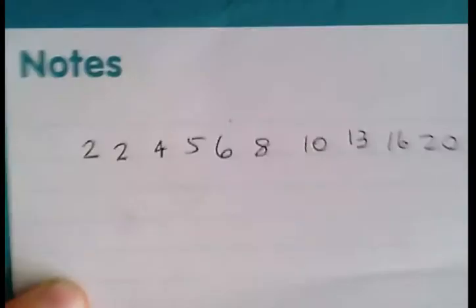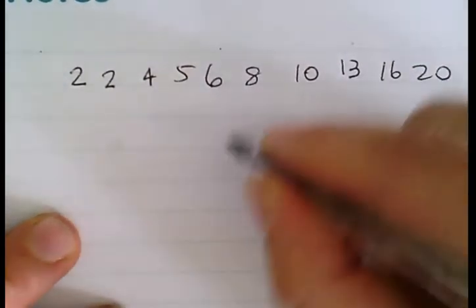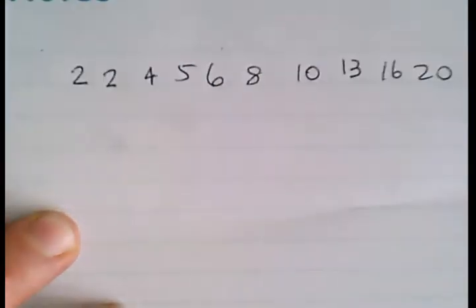With 9 numbers, okay, so I'll just... the first example had 2, 2, 4, 5, 6, 8, 10, sorry, it had 10 numbers, 13, 16, 20. So with the first example that he just showed, there were 10 numbers. So what we say is, I've got 10 numbers.